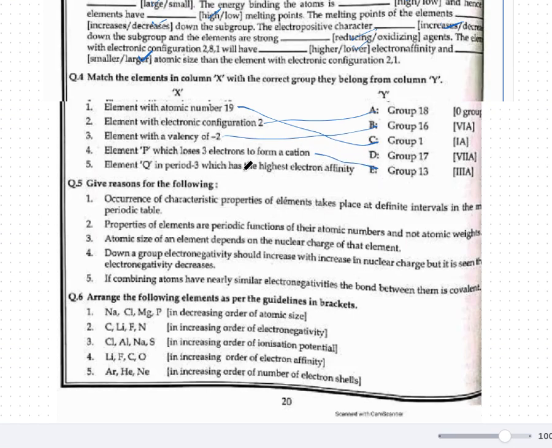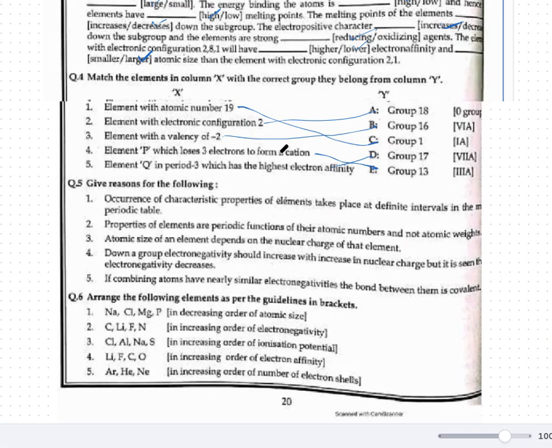Element Q in period 3, which has the highest electron affinity in period 3. Okay, please don't take the inert gases. In period 3, highest electron affinity is always the halogens. Halogens have the highest electron affinity, that is group 17.